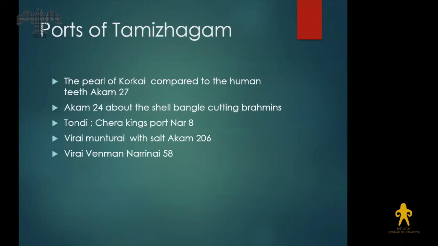For example, Korkai, the pearl from Korkai is spoken of. Akam 24 talks about the shell bangle cutting Brahmins: vela parpan valaran dutta valai. Valai is a bangle. And Thondi is spoken of as belonging to the Chera kings in Natrinai. Virai Munturai, which is identified with Arikamedu or near Ariyankuppam, and also Virampattinam in Nagam 206. Virai Venman is spoken of in 1952.